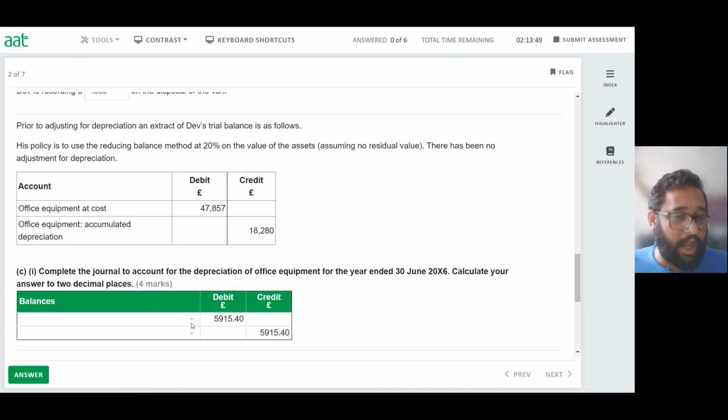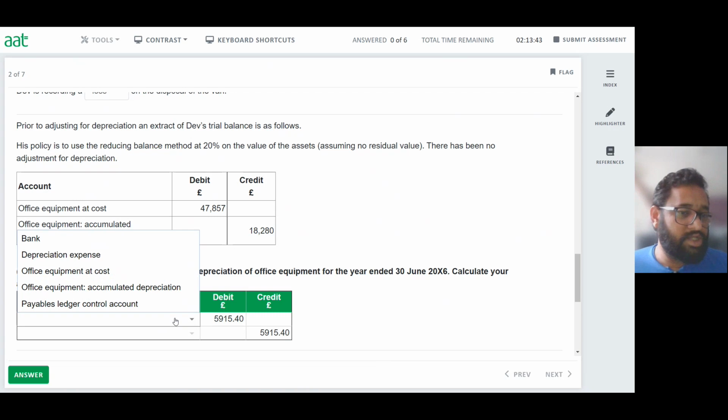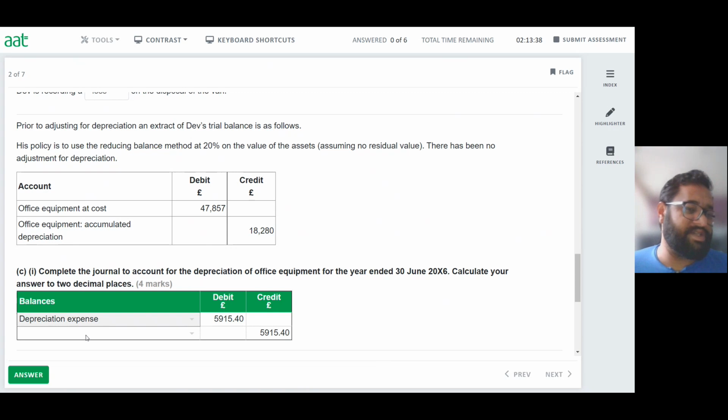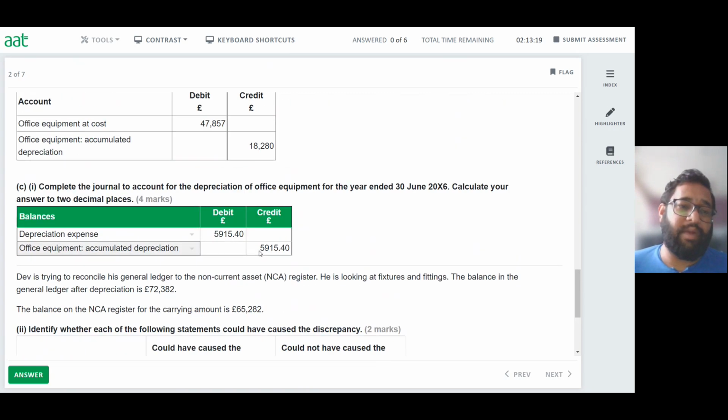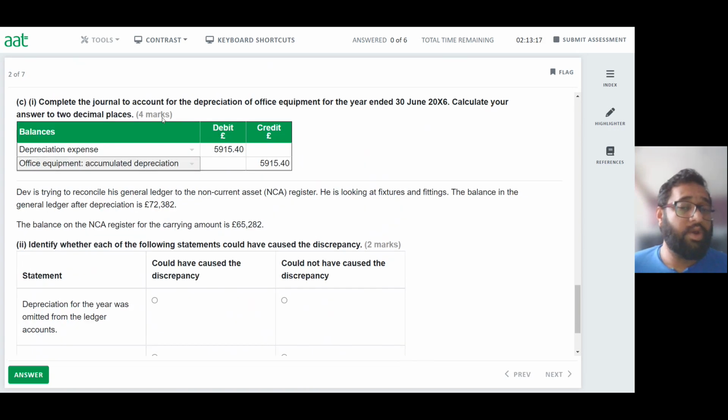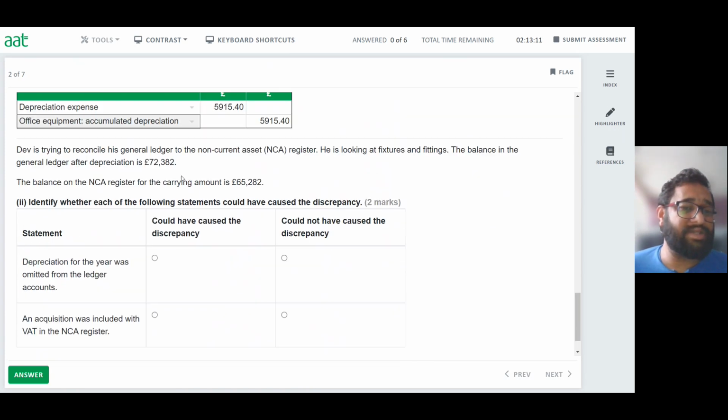Now, what are the 2 accounts related to this one? Because this is the office equipment account. First one, the debit entry will be the expense of the depreciation charges. So we go here, office equipment depreciation, that is going to be the expense of depreciation account. The other one is going to be the accumulated depreciation for the office equipment, which goes against this asset account. So this will get added on with this 5,915.40 for this year's financial statements. So that part is done now. 4 marks for that. So it's something you can always try to get the maximum out of if ever you get one like that. But let's see what is the next one.